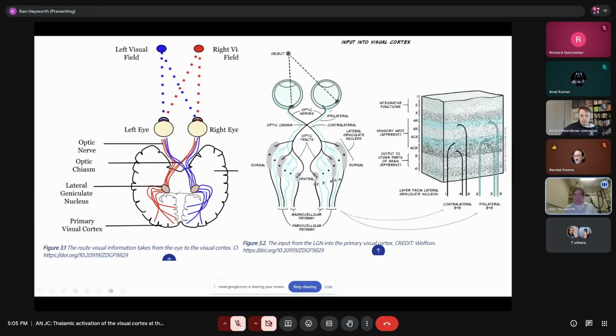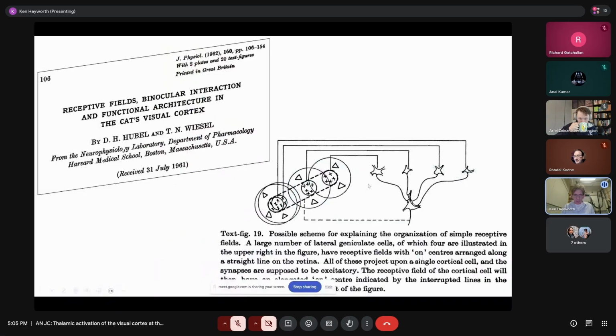So if we look over here, there's a layered structure in the lateral geniculate nucleus that gets input from different eyes, right and left. We don't care about that right now. The axons from those lateral geniculate nucleus cells are going to come up and innervate mostly layer 4 of the primary visual cortex. And there is a very old model that this paper essentially nails.